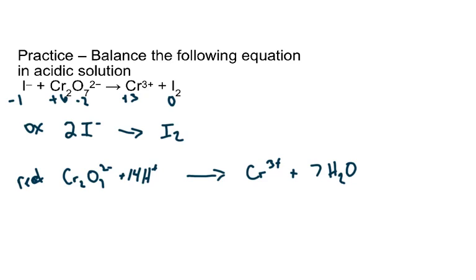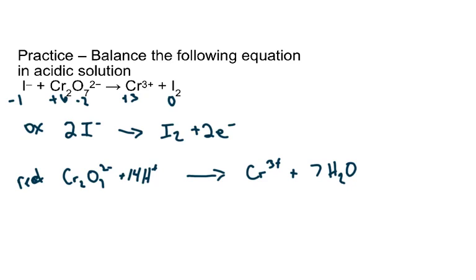So now I am balanced for atoms in both reactions. Then my oxidation reaction, I went from a -1 to a 0. So I have 2 negatives there, so I'm going to add 2 electrons. So now my charges are balanced in my oxidation reaction.